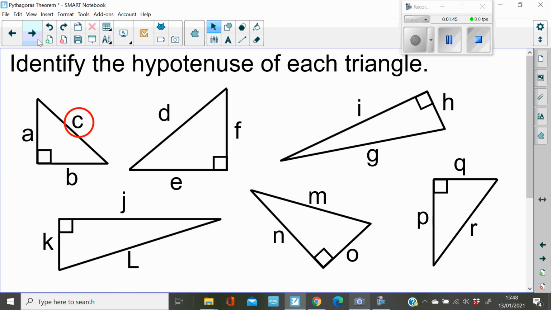So the first one, the hypotenuse is C, D, G, L, M, and R. If you struggle to do that at all, just let me know, post a message on Teams.